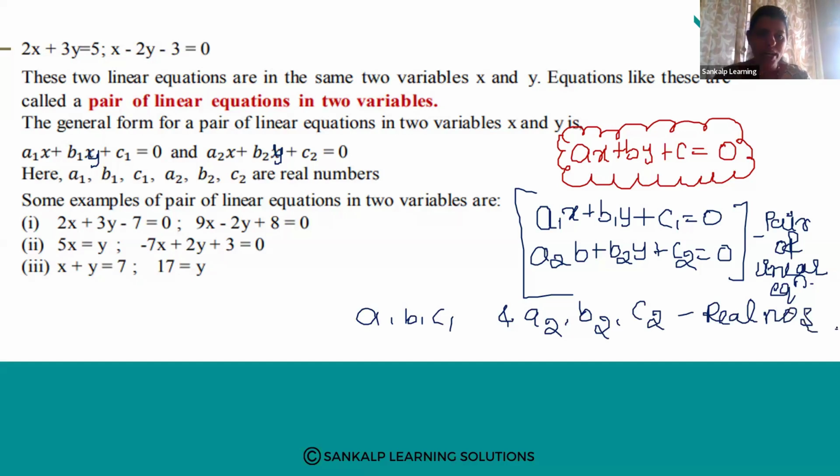Okay. So some examples are there for linear equations in two variables. These are pairs of linear equations: 2x plus 3y minus 7 equal to 0 and 9x minus 2y plus 8 equal to 0. 5x is equal to y and minus 7x plus 2y plus 3 equal to 0. x plus y is equal to 7 and 17 is equal to y. This is also a pair of linear equations.